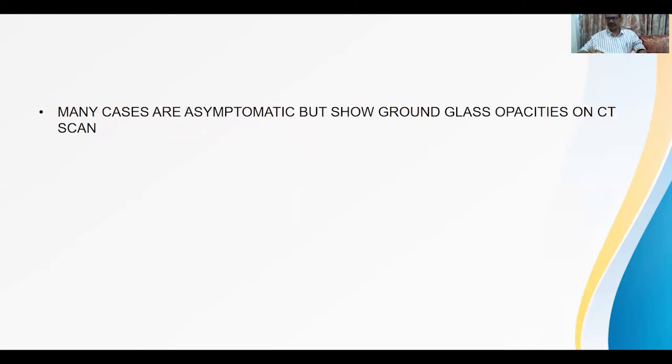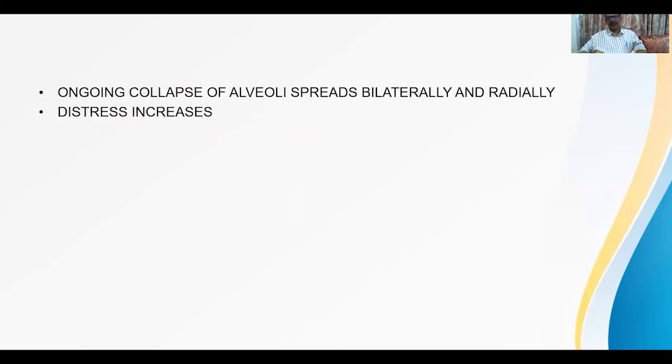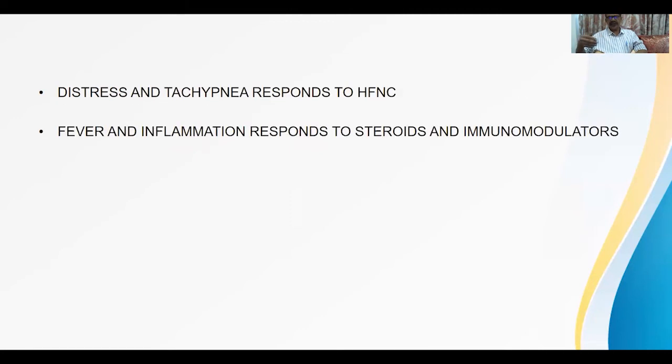Patients are asymptomatic. They only have distress on exertion, heart rate going up after exertion, respiratory rate going up after exertion. But predominantly, they are asymptomatic. Ongoing collapse of alveoli in some cases spreads bilaterally, radially, and distress keeps on increasing. Distress and tachypnea respond to HFNC. This has a lot of importance from a management perspective.